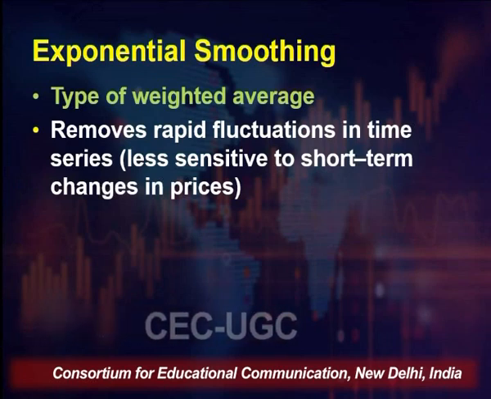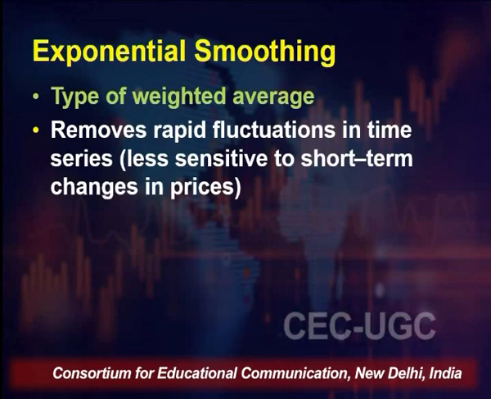So if there is some outlier in the data, we are going to remove that rapid fluctuation. This is something I was talking about when I told you about data cleaning, that it is the value which is less sensitive to short term changes in prices. That is something which we need to remove.